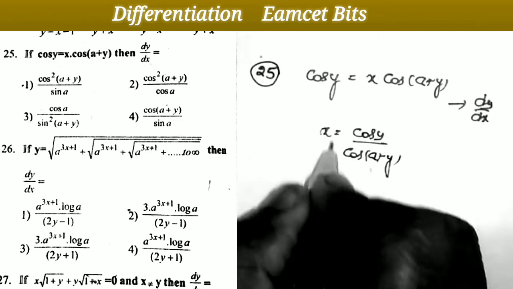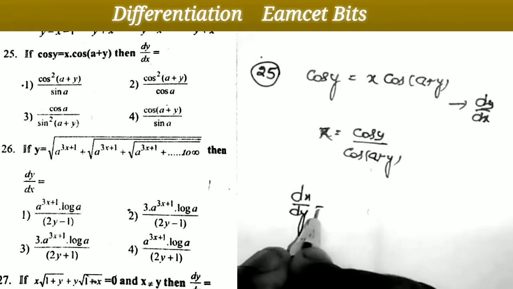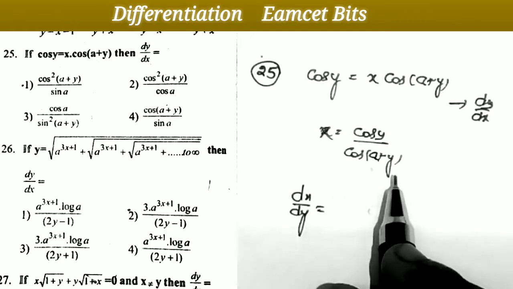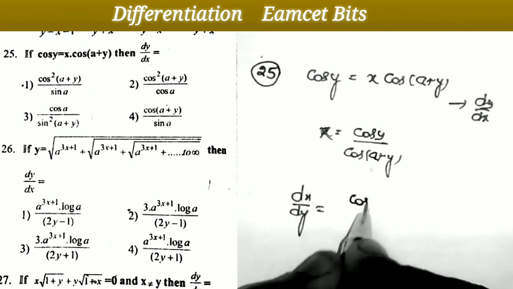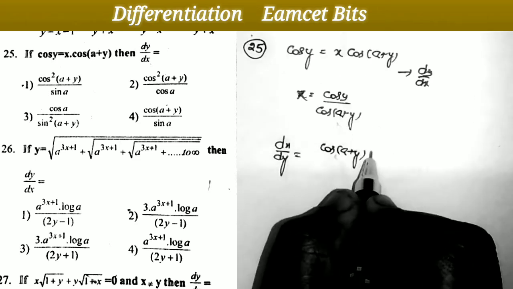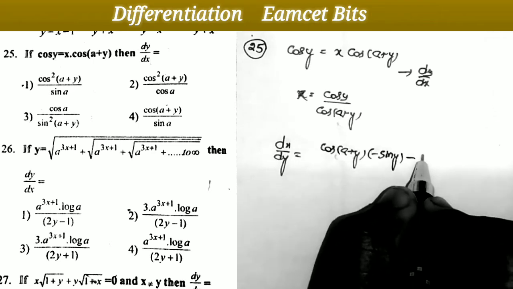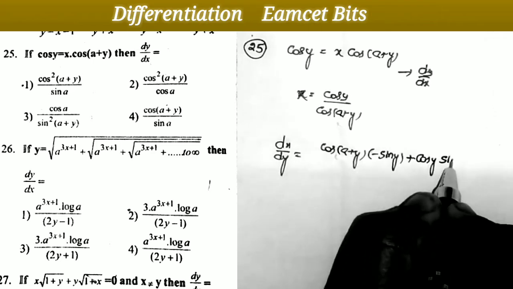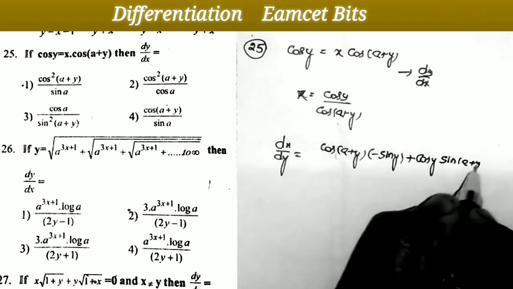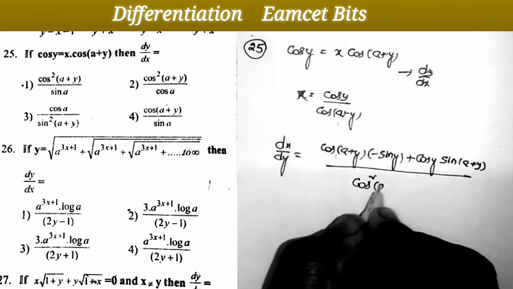Now doing the derivative with respect to y, that is dx by dy is equal to, just we are doing the derivative with respect to y. Now this is in u by v form. What is the u by v derivative? v into u dash, cos of (a plus y) into minus sin y, minus u into v dash, cos y into minus sin of (a plus y). Minus of minus becomes plus, plus sin of (a plus y), by v square, cos square (a plus y).